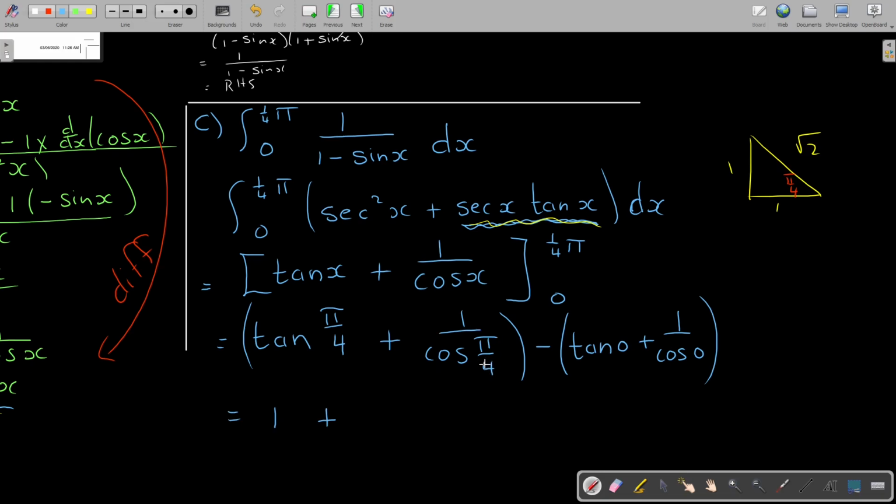Now can you see, I don't have to work with sec, otherwise I have to work with the sec graph. But because I wrote it like this, what is cos pi over 4? Cos is adjacent over hypotenuse. So it's 1 over square root 2. Are you with me? What is tan 0? I showed you a lot of times that it's 0. What is cos 0? Be careful. Can you recall? So it's plus 1, but that is 1.